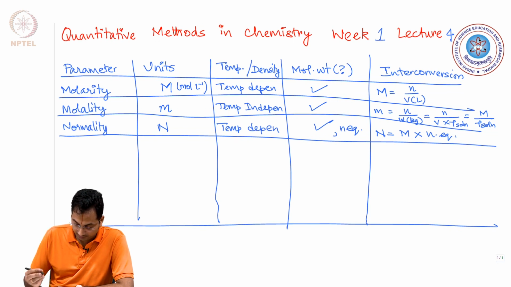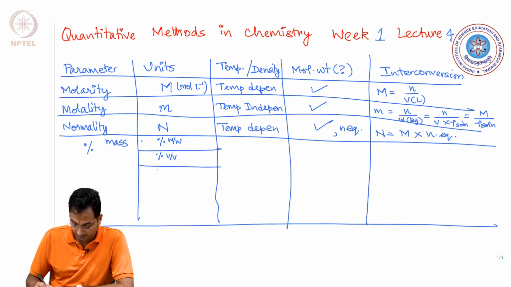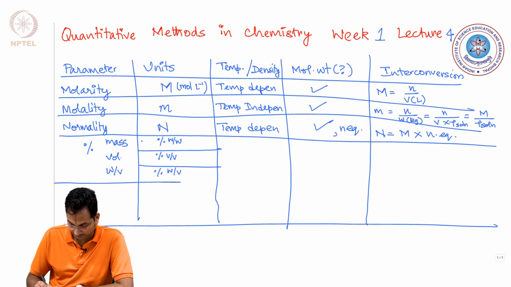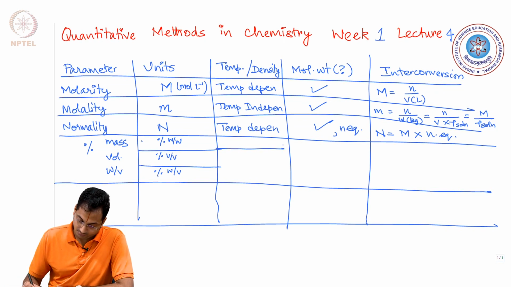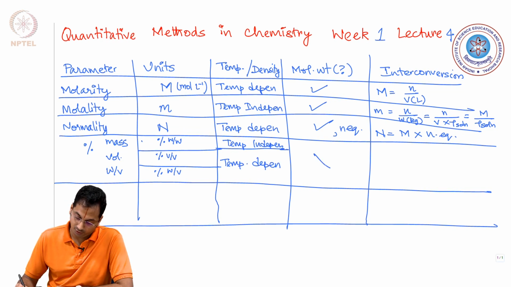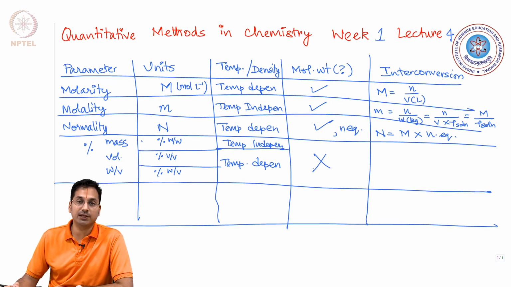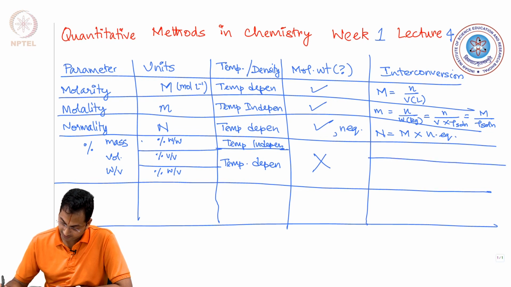The next series of parameters are percentages. So, we have mass percent, which is unitless. Basically, you have percentage weight by weight is how it is defined. You also have percentage volume by volume, then you have percentage weight by volume, mass, volume. Only weight by weight is temperature independent, while these two are temperature dependent. None of this requires the molecular weight to be known for the chemical that you are working with.